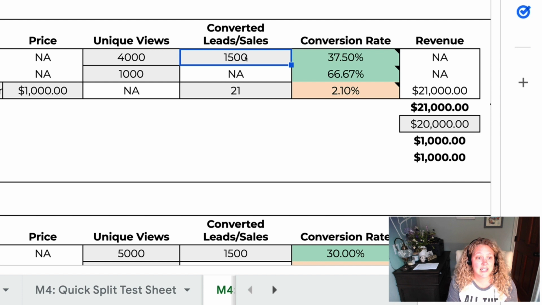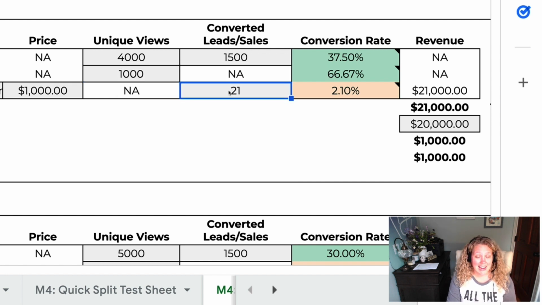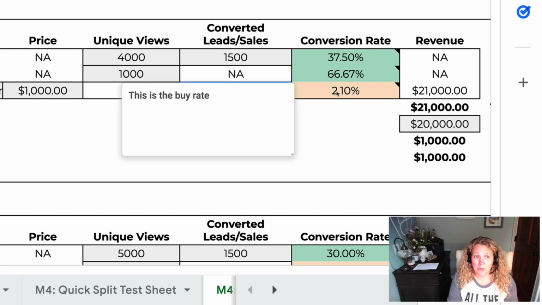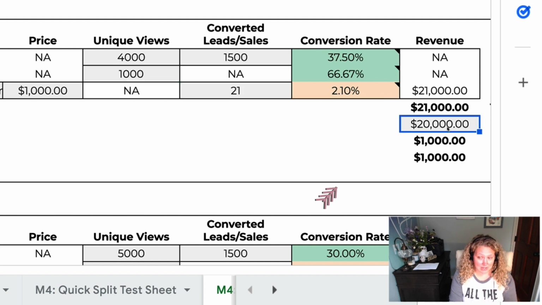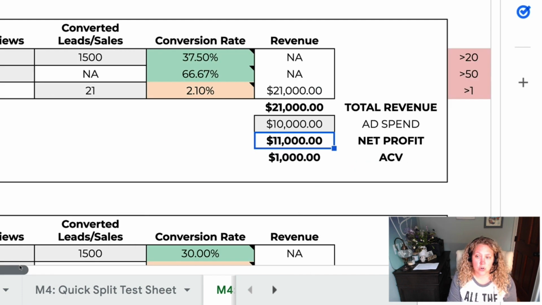Of those 1,500, how many actually watch? About 1,000 of them stayed to watch. That's great too. This is 66% of people who have hit the watch page and 21 people have purchased, which means you have a 2.1% buy rate, which isn't bad. Now here, this number right here is where you can actually put in how much you've spent in ads, and what it will do is it will show you your net profit and the average cart value. So if you were earning 21,000 for this and you spent 10,000 on ads, your profit would be 11,000.